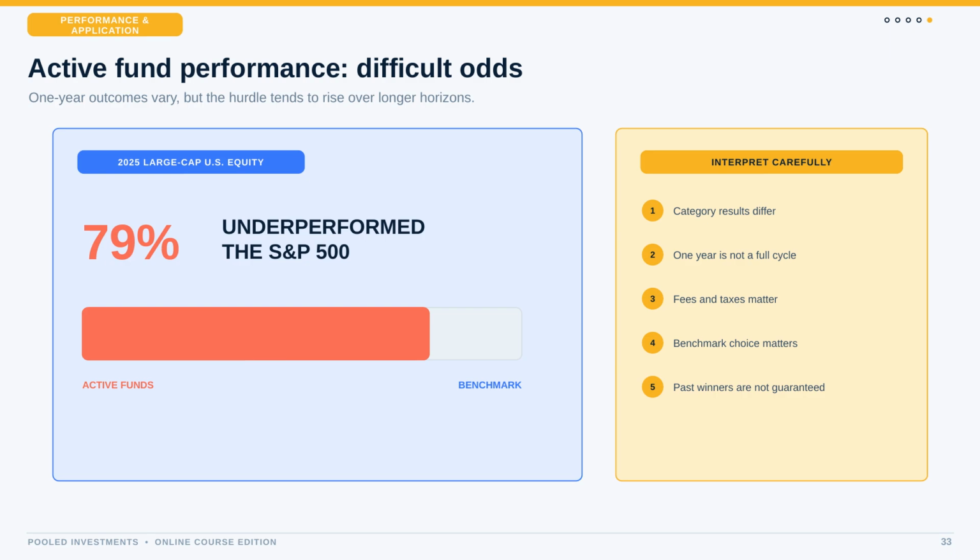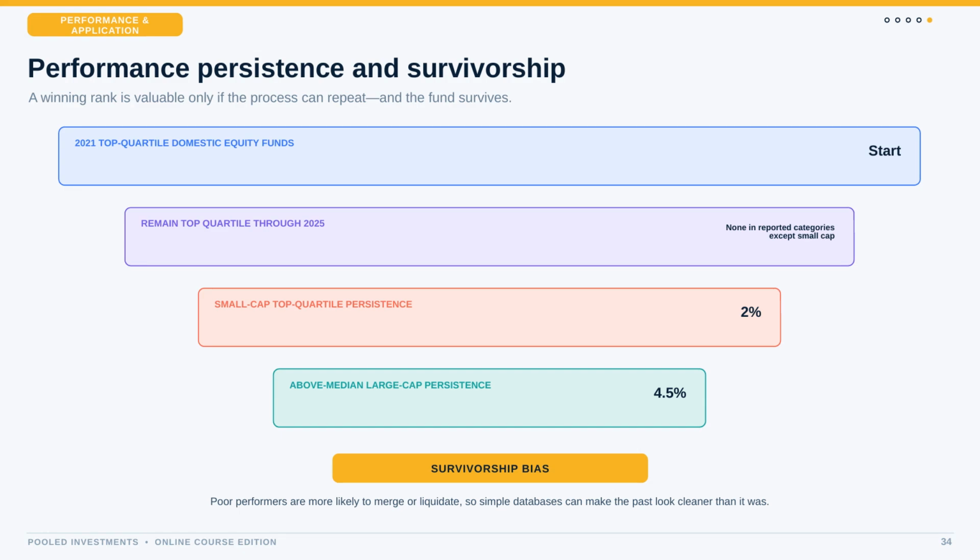A fund's recent winning streak is evidence to investigate, not a permission slip to extrapolate. The rearview mirror is useful, but it should not be installed where the windshield belongs. Performance persistence is even harder than one-period outperformance. The 2025 U.S. Persistence Scorecard found that, with the exception of small-cap funds, none of the top quartile active domestic equity funds from 2021 remained in the top quartile through 2025. Only 2% of top quartile small-cap funds did so.